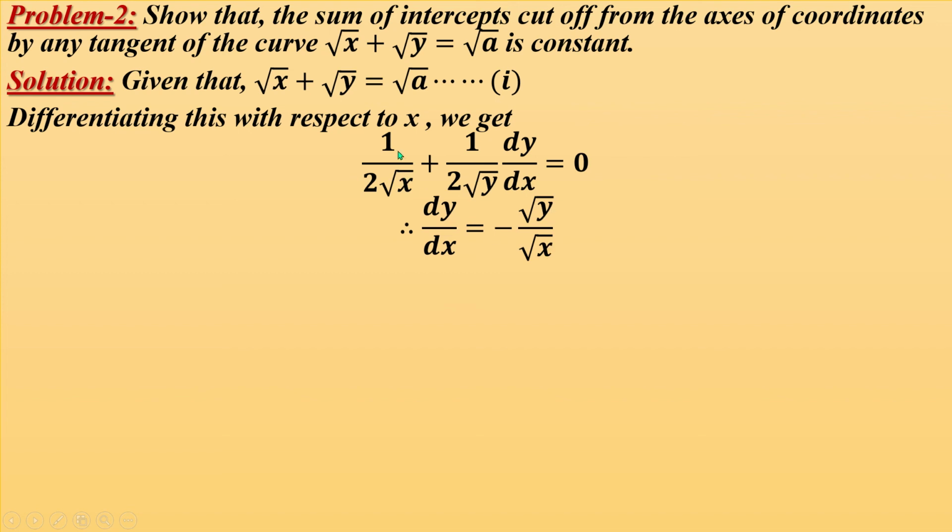At first you have to convert this to the right side. As a result, the right side will be minus 1 divided by 2 root x, and then cross multiplication. As a result, the right side will be 2 root y divided by 2 root x, the 2s cut and minus fixed. As a result, the derivative of y with respect to x equals this.